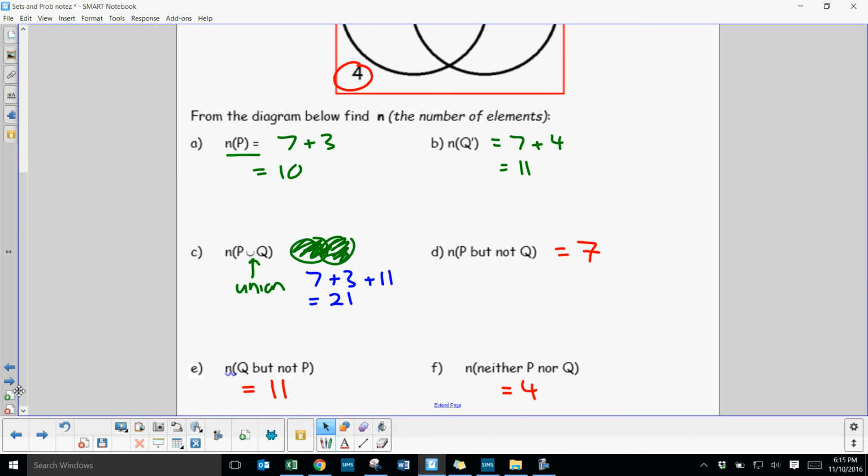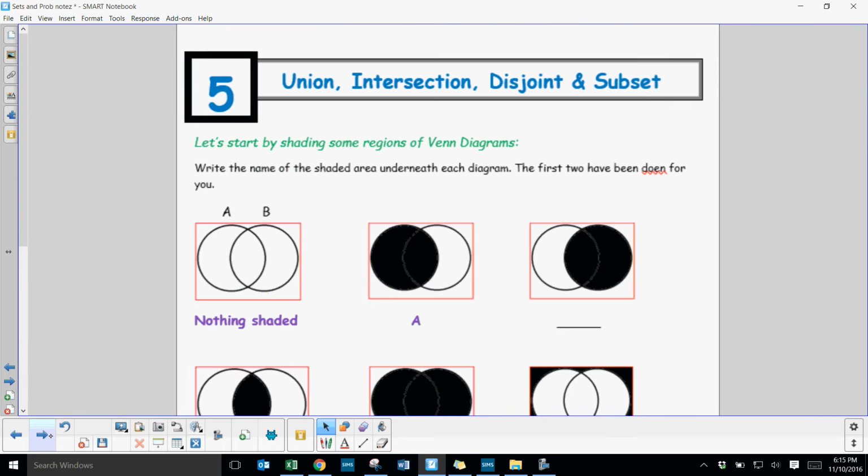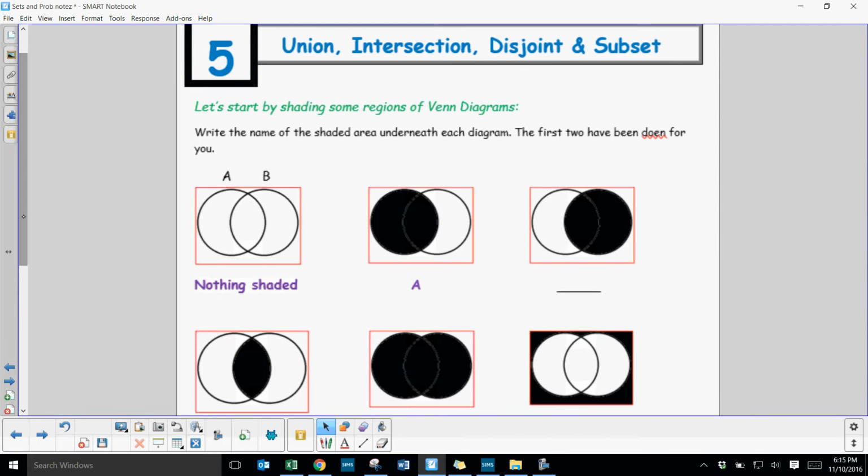Now let's move on to the lesson. So lesson 5, union, intersection, disjoint and subset. Let's start by shading some regions of some Venn diagrams. Actually, we've already got the shaded regions on these particular ones. We just need to label which regions they are. The first 2 have been done for you.